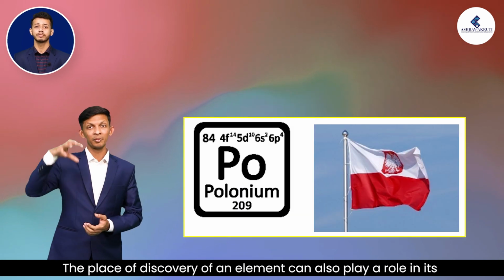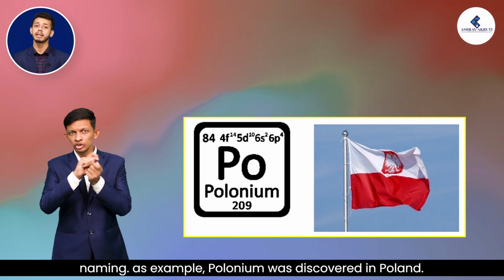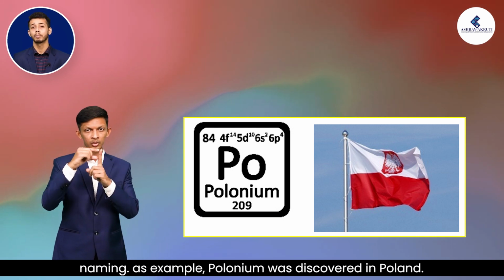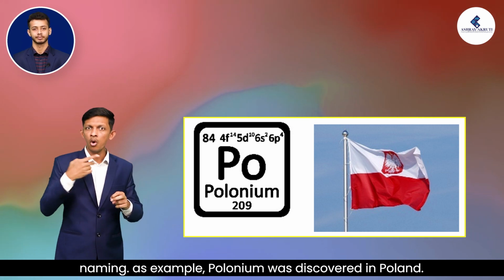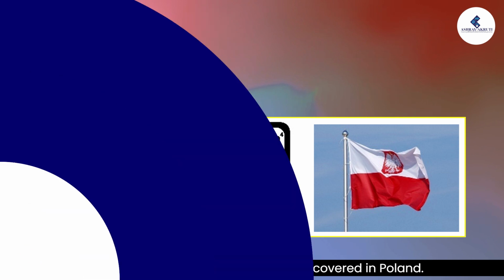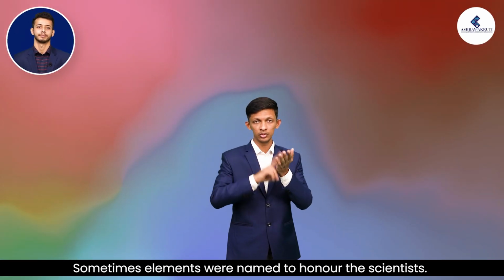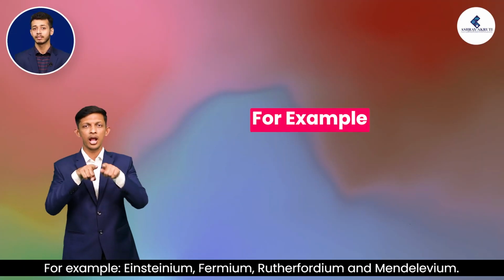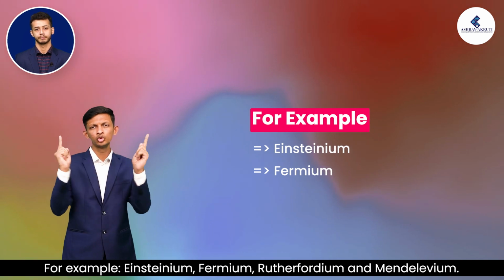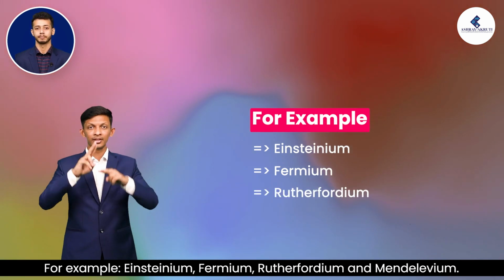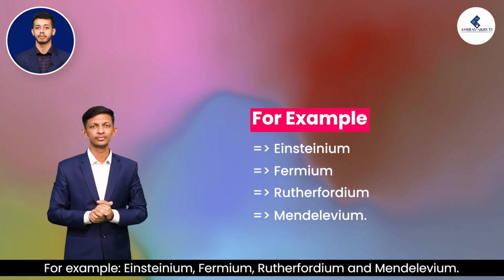Place of discovery of an element can also play a role in its naming. For example, polonium was discovered in Poland. Sometimes elements were named to honor scientists. For example, Einsteinium, Fermium, Rutherfordium, Mendelevium.